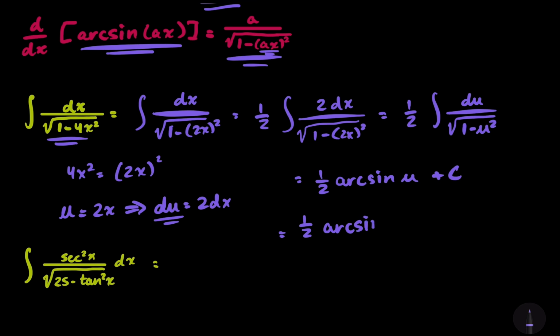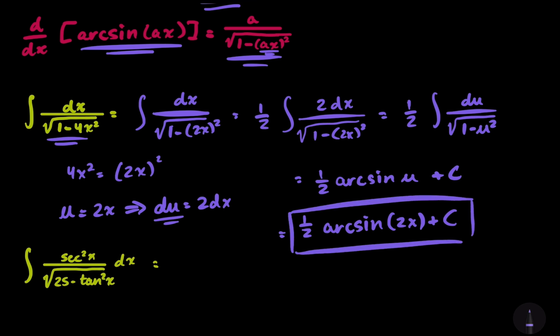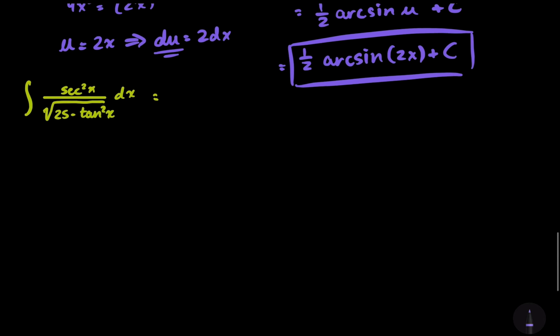We get 1/2 times arcsin of 2x plus c. And that right over there would be our final answer. So very basic example, but a very good way to illustrate the process of how we would do this. And so now let's go ahead and amp it up a little bit. Let's do a little bit of a more advanced question.